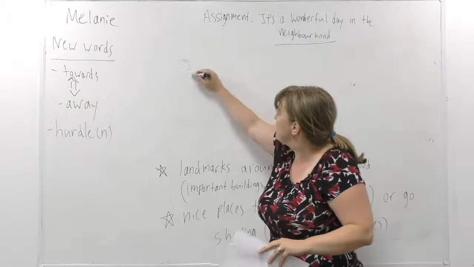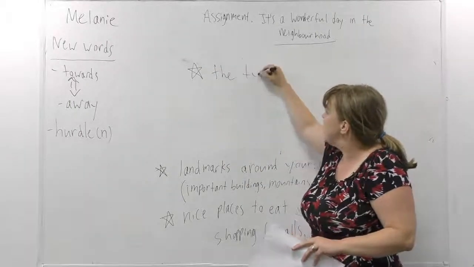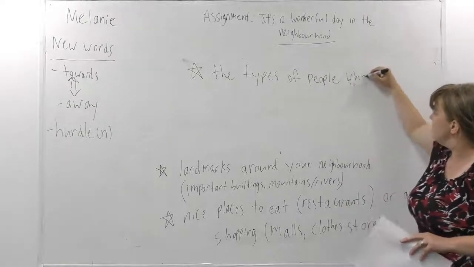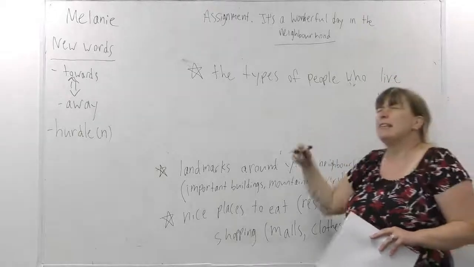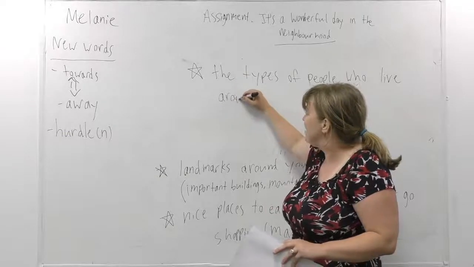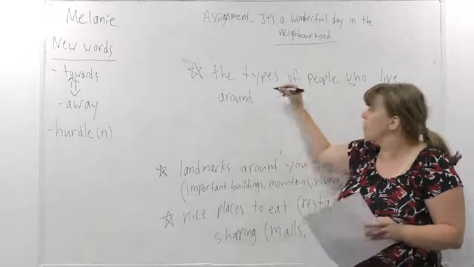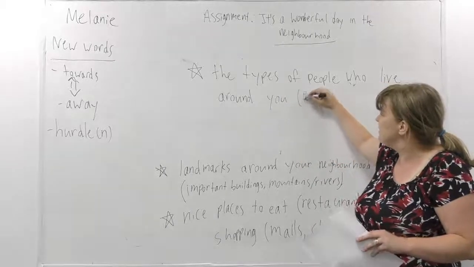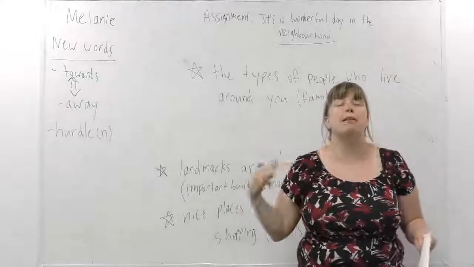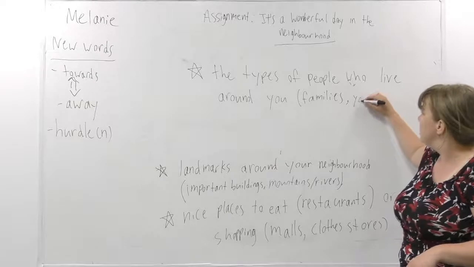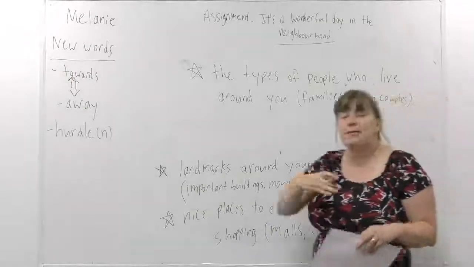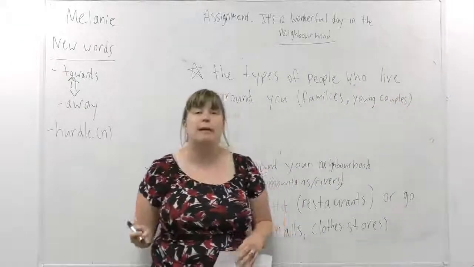The types of people who live around you. Okay, this might be a little bit more difficult. So if you can't think of too much, that's all right. So for example, in my neighborhood, many families live around me, but also many young couples. So I have many families and young couples living around me.